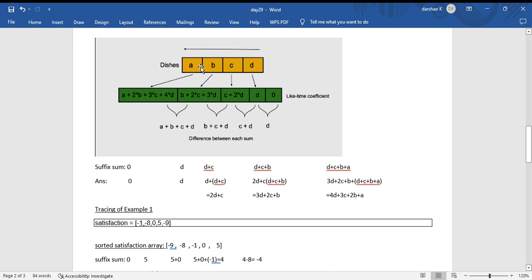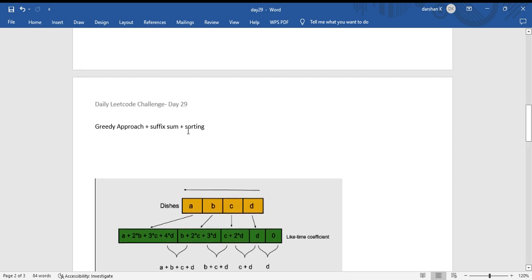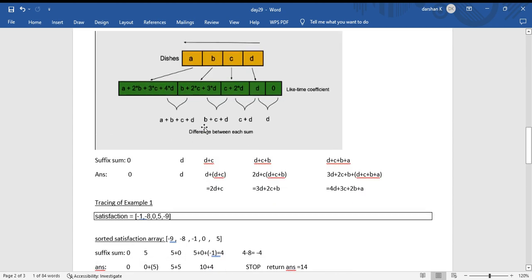So, for example, this is my array, right? A, B, C, and D. Assume that it is sorted. Please don't respond. Assume that it is sorted. So, sorting is done from here, right? Next comes the suffix sum.